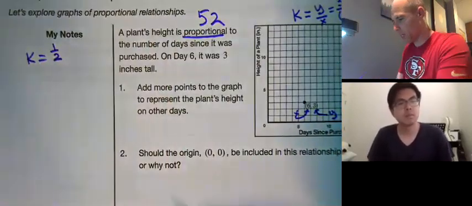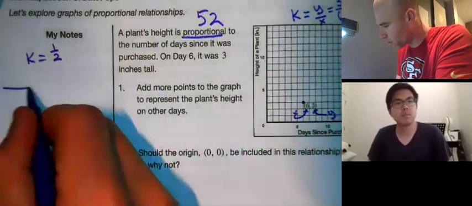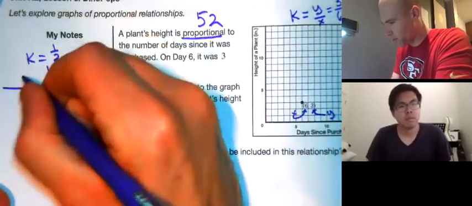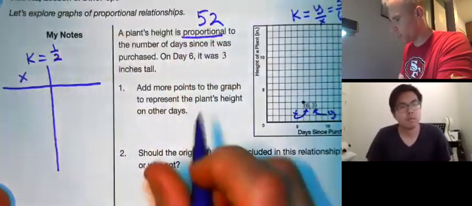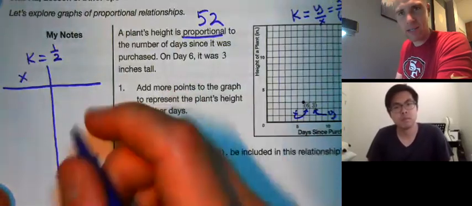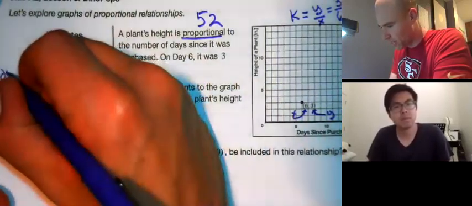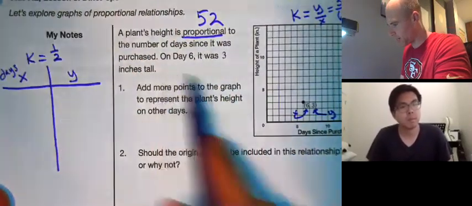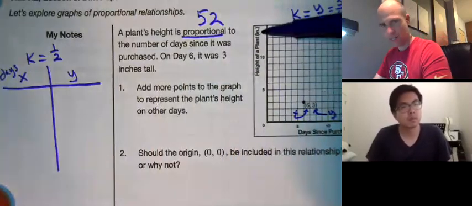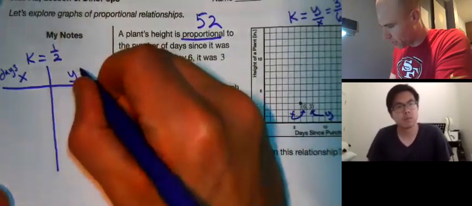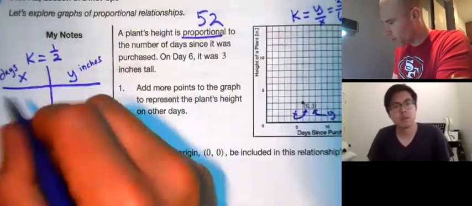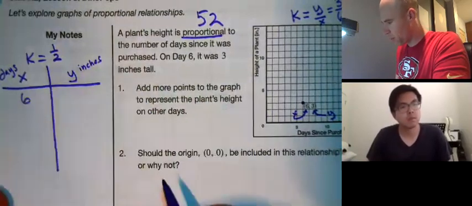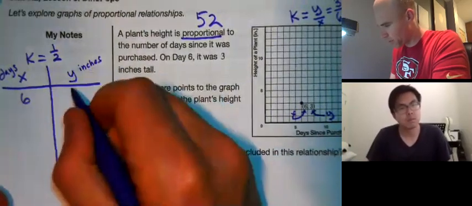And then I'll make a quick table with x values, which in this case was the number of days since we bought the plant. So I'll put days over here too. And then y value, which is the height in inches. It says IN right here in real small letters, so inches. We already know that after 6 days, the plant has grown 3 inches.